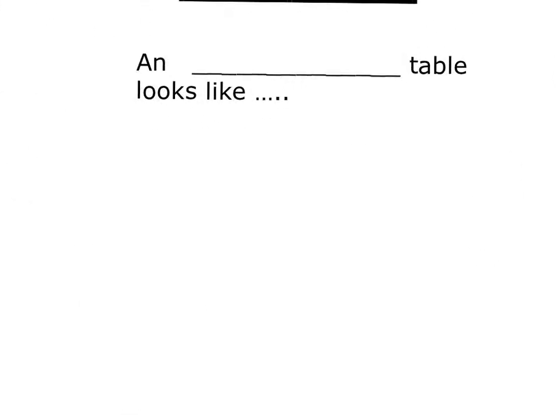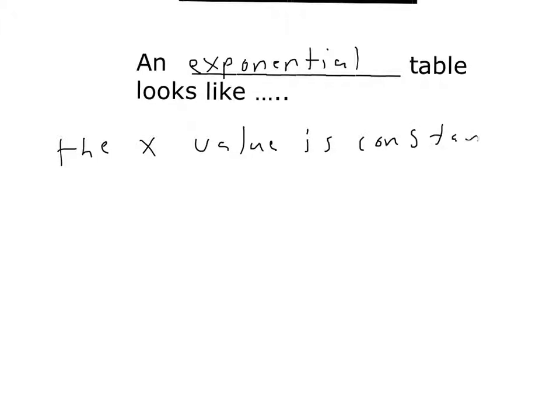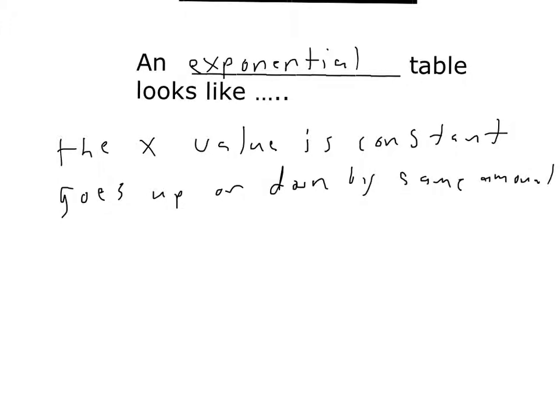Your next blank, an exponential table. An exponential table looks like the x value is constant, goes up or down by the same amount. So it's the same thing as your linear table. You're writing the same thing for the x value. The x value is constant, goes up or down by the same amount.